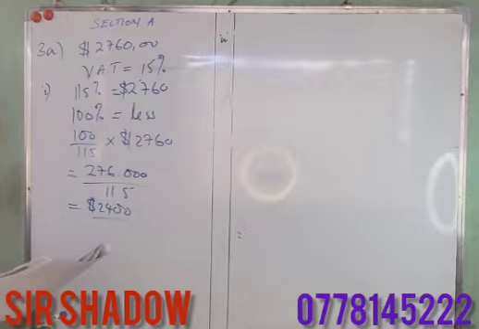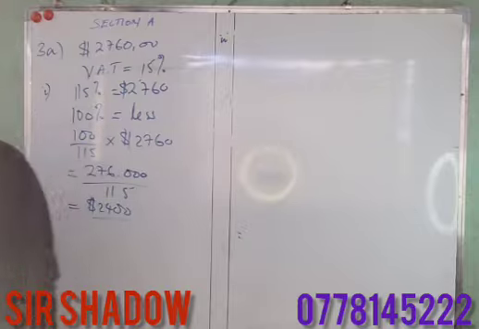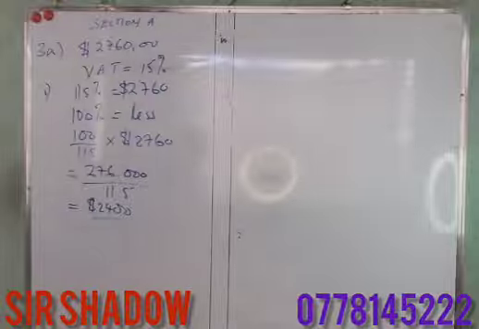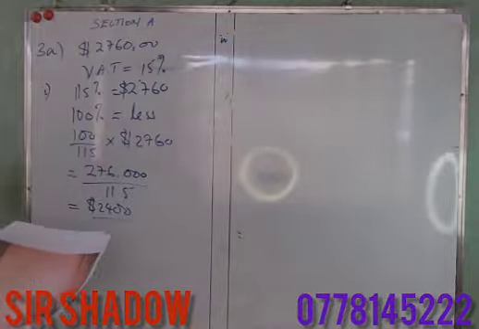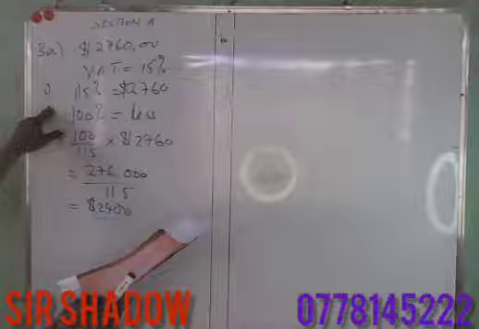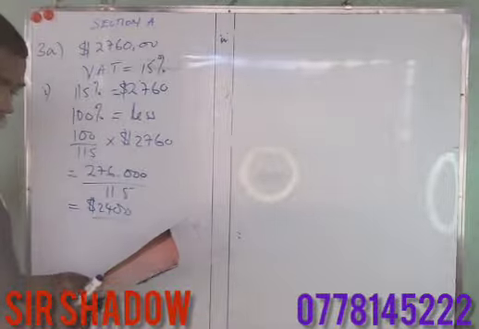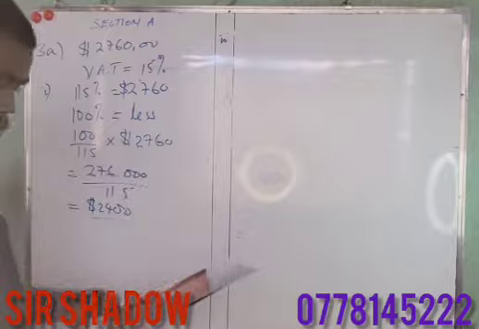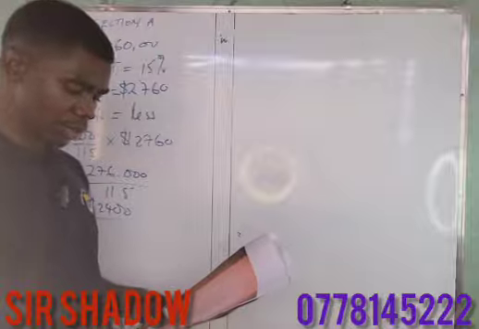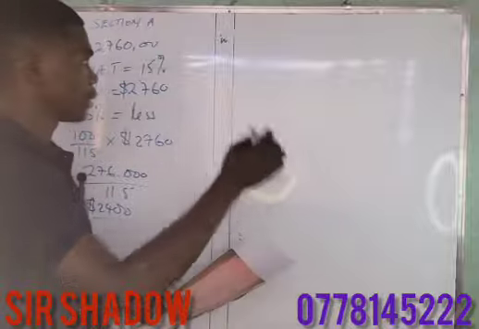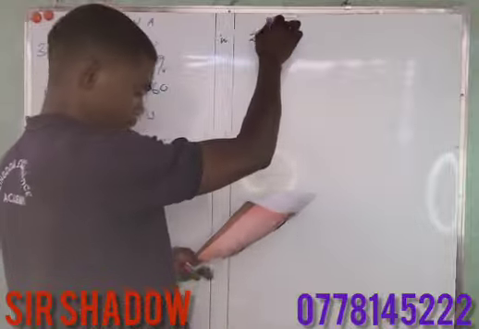If you divide, you get 2,400. This is the first price, excluding the value added tax. Let's move on to item 2, the exchange rate of Zimbabwean dollars.